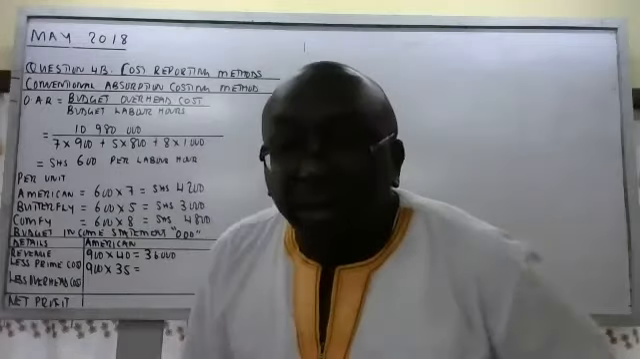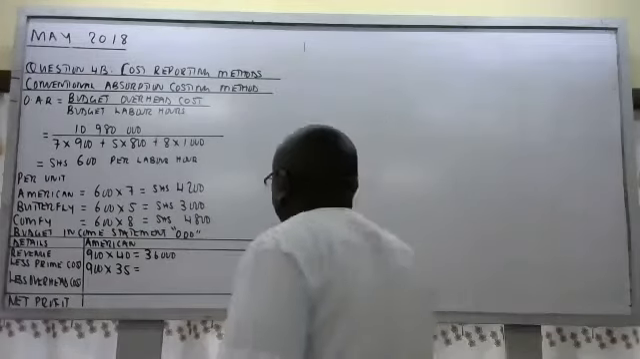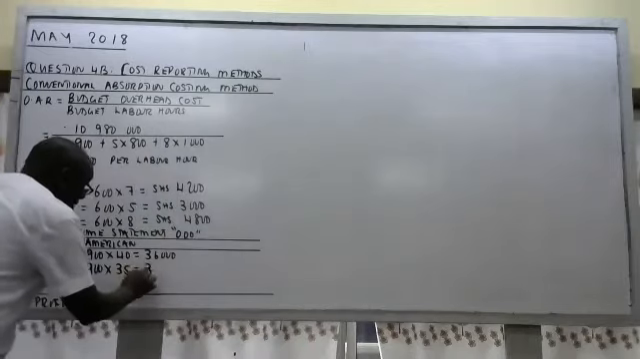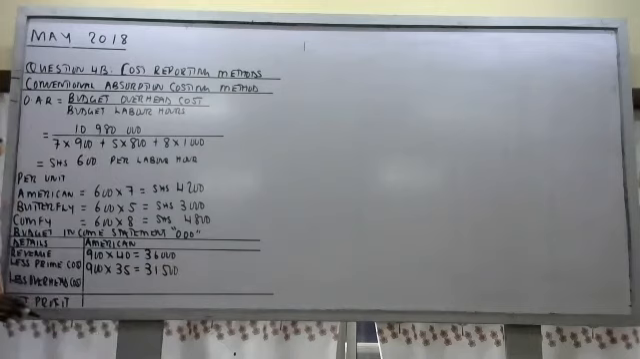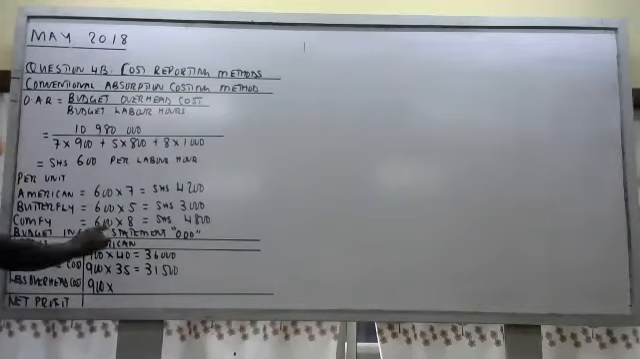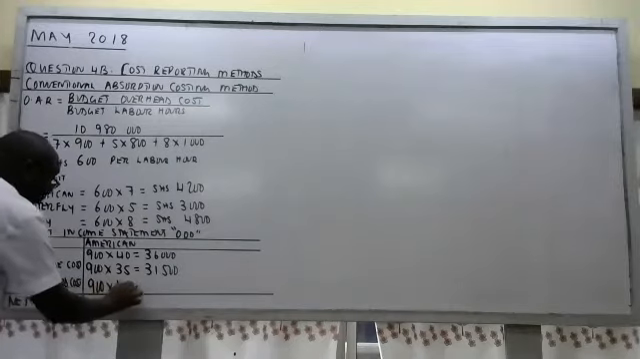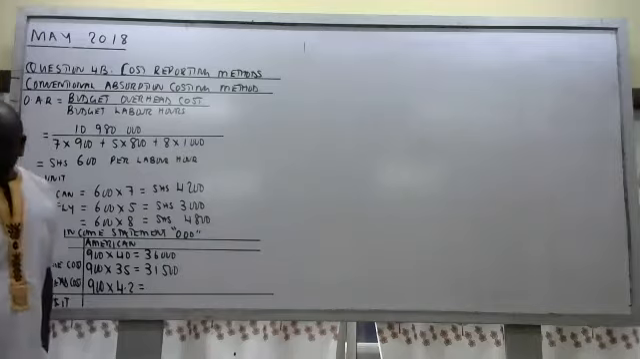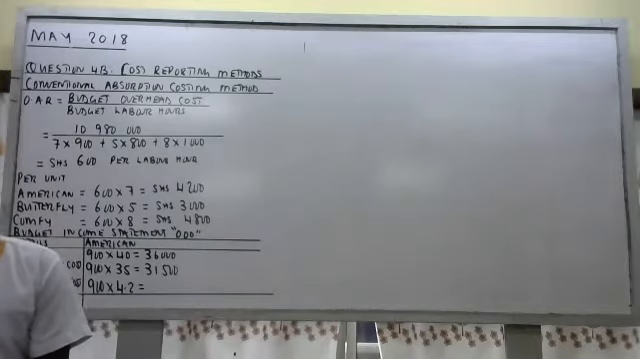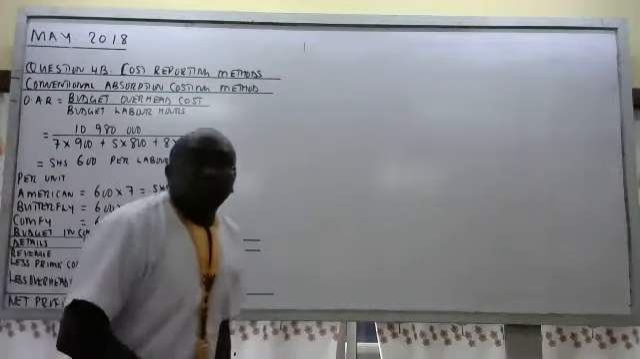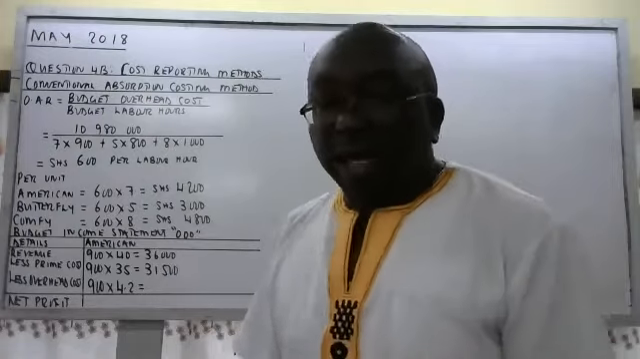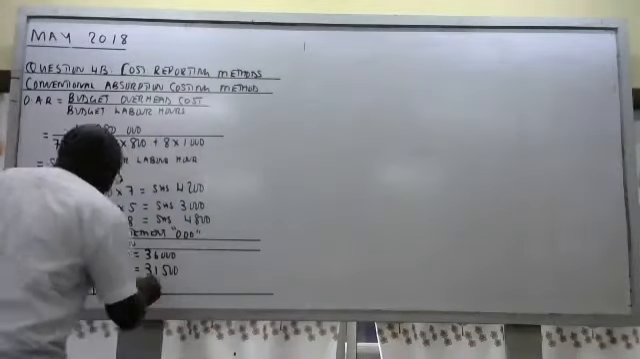That's 1,500. Then for the overheads, it will be 900 times 4.2 for the overheads. That's 780.